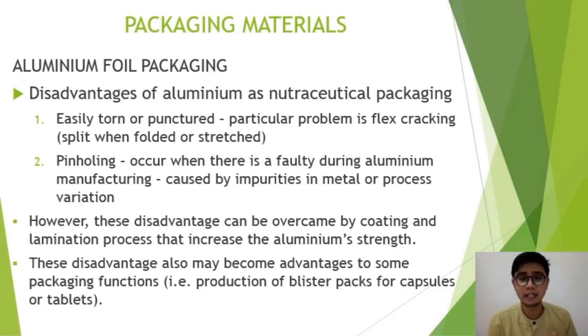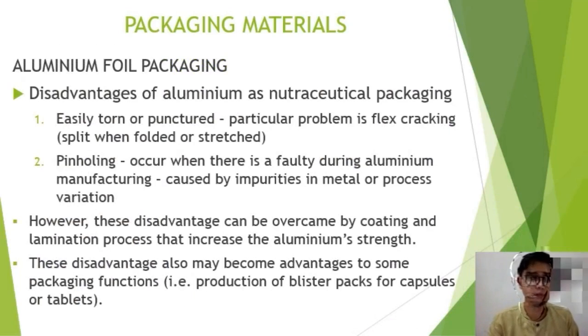The second disadvantage is a problem during the aluminium processing, which is called pinholing. Pinholing is an appearance problem that makes the surfaces of aluminum foil have many tiny dents or holes, like it had been pressed by needles throughout the surfaces. This problem cannot be solved except by controlling the impurities and process variation during the aluminum foil manufacturing process.